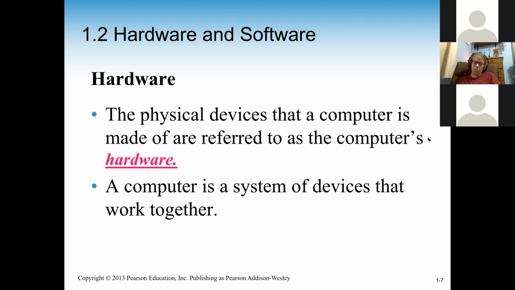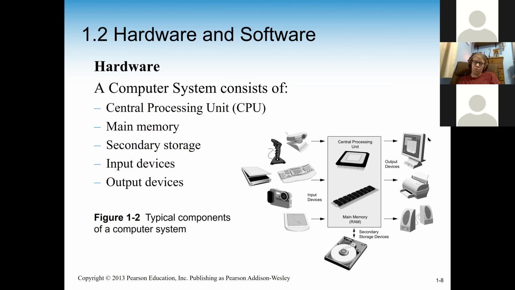So hardware is the physical devices that a computer is made of. With laptops nowadays, everything is pretty much integrated, but you have all these peripherals like the keyboard, monitor, printer, etc. At the heart of a computer, you have three things, right? What are those three things at the heart of a computer?